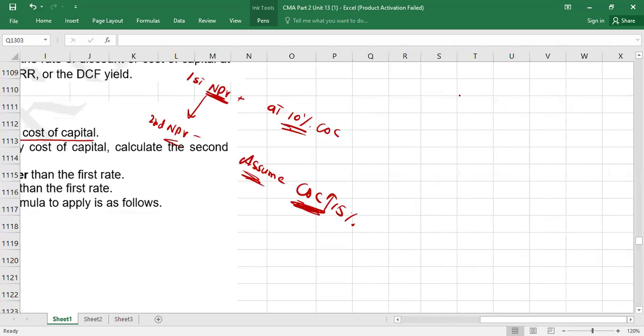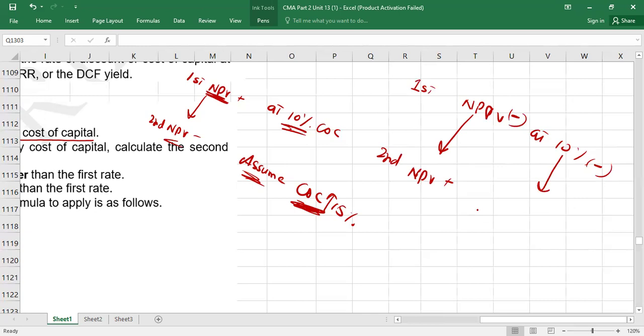And the other way around, let's assume the first NPV, this is the first NPV, is negative. Let's assume at 10% it is negative. I'm assuming if the first NPV is negative, it means the second NPV which we need should be positive. To get the positive NPV, we will assume the second cost of capital, which we have to reduce now. For example, that could be 5%.